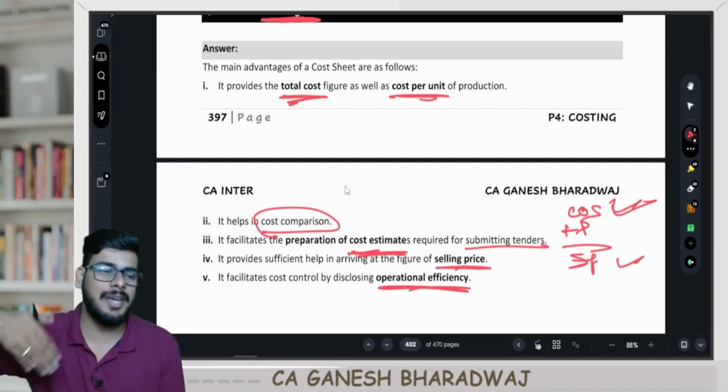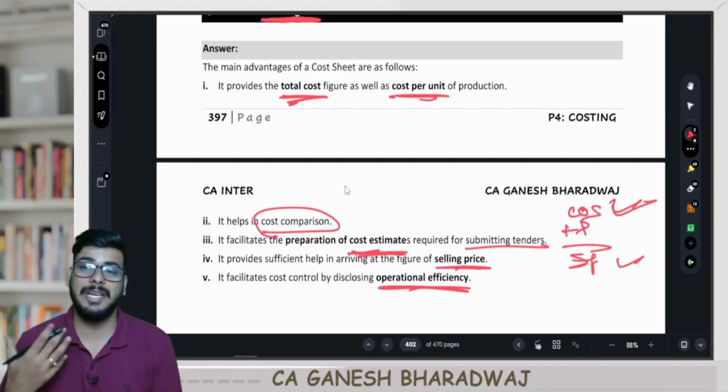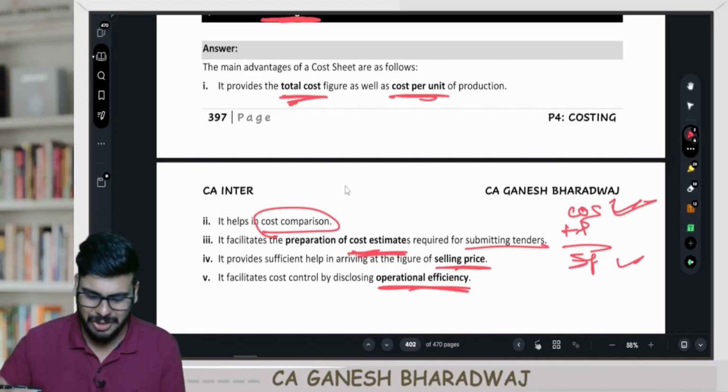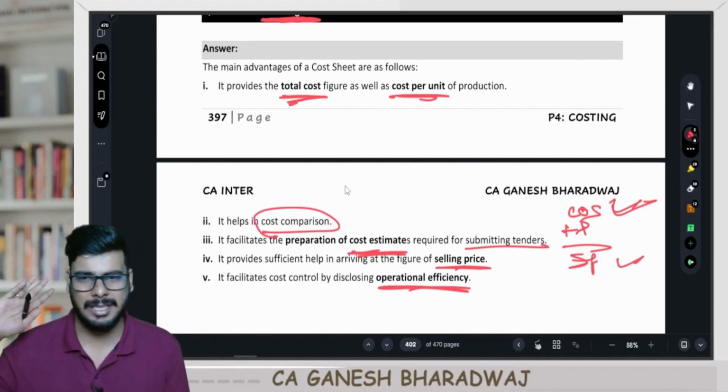That is, with the way you are curtailing your per unit cost and all, you can clearly know whether you are being efficient or not. These are some 5 advantages. Theoretically, I cannot do any value addition beyond this. You just go through it once and you will get it. Write your own things in the exam. Clear with this, guys? Yes?